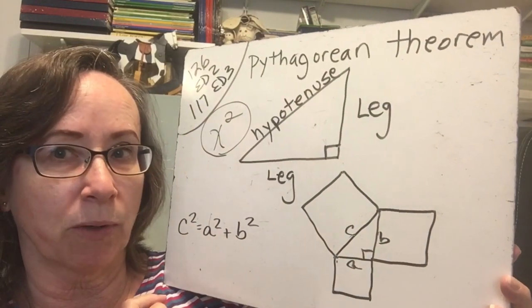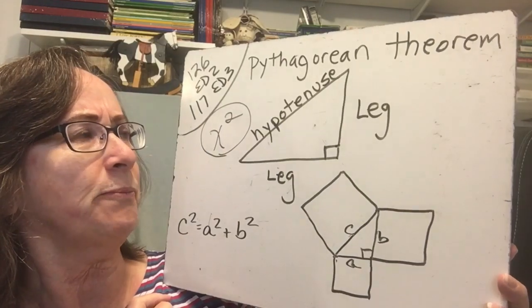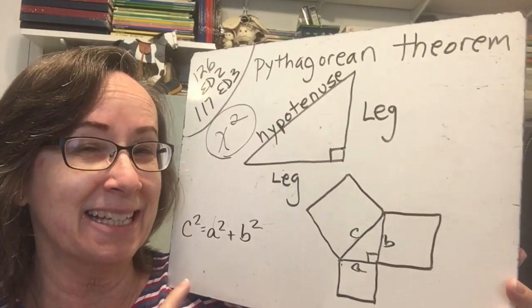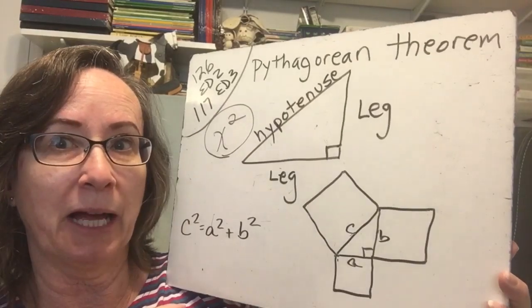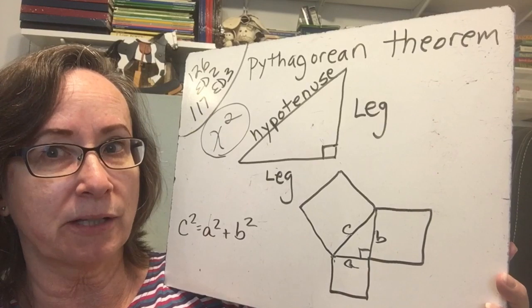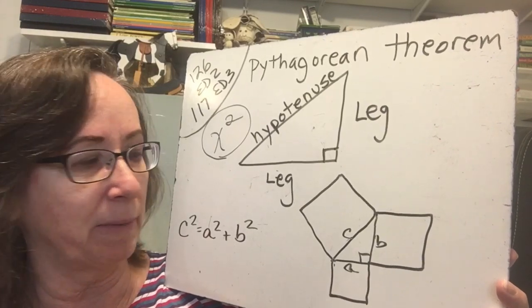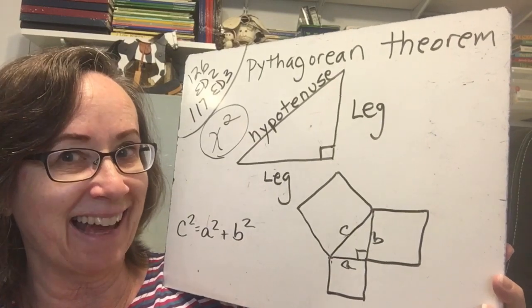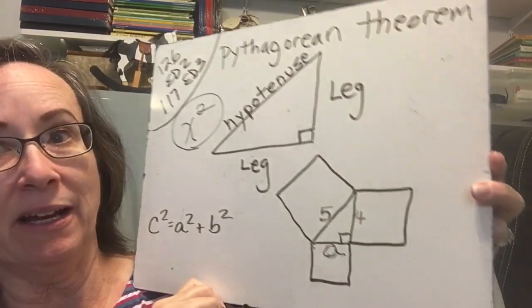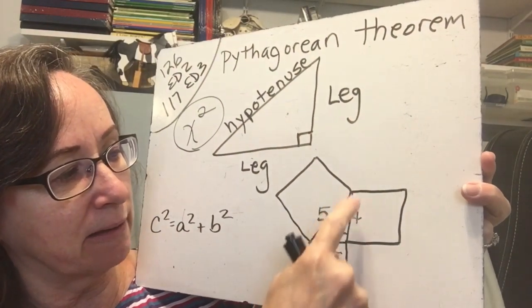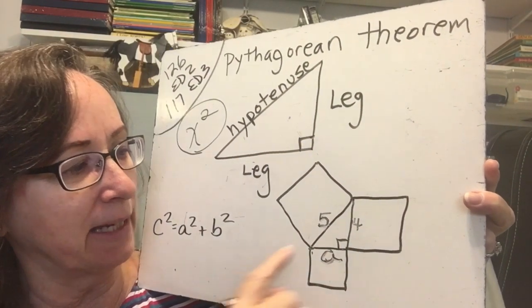So it's so important and always true that we can test to see if a triangle is a right triangle by applying the Pythagorean theorem. And we can also use the Pythagorean theorem, if we know it's a right triangle, to find a missing side. So here we have an example. And notice that we have a triangle with squares put on each side.